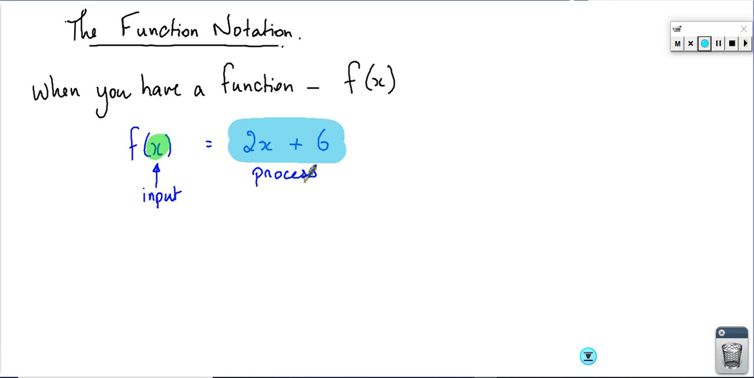We have the process and of course the output if we know what is the input. If we had to define this process, if we had to write it down in words, what are we doing to x? We are multiplying by 2, then adding 6. So if we had to write it down in words, it would be multiply by 2, then add 6. So if we had to change all this into a function machine, we would finish with something like this.